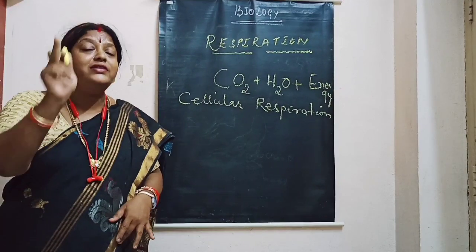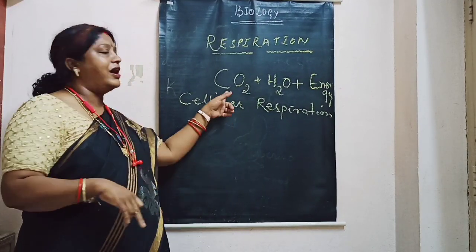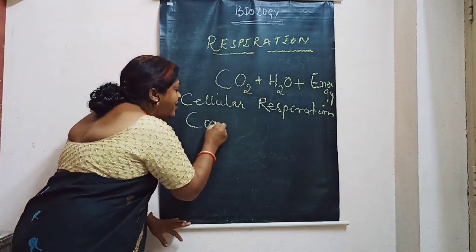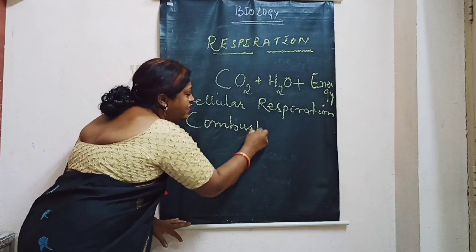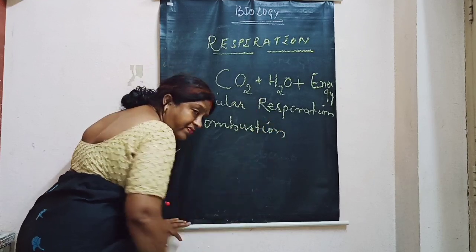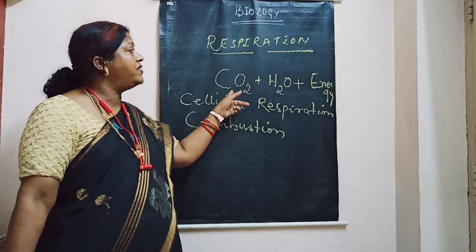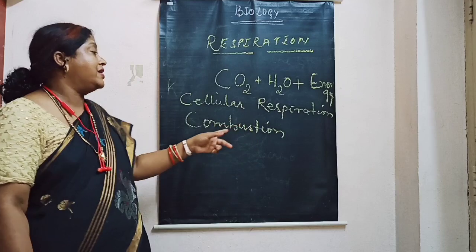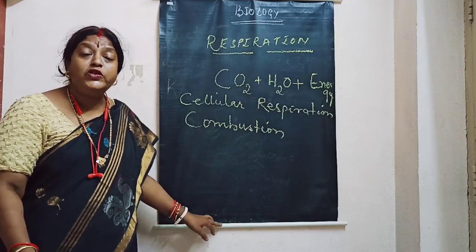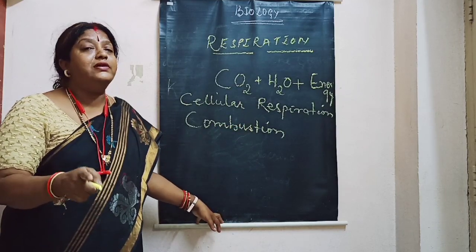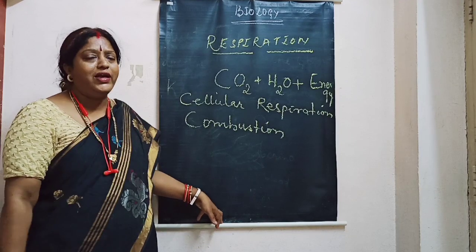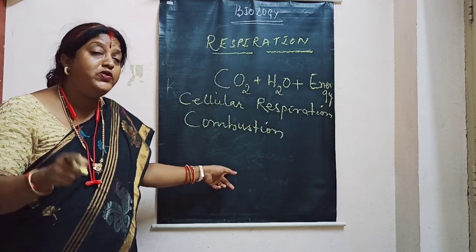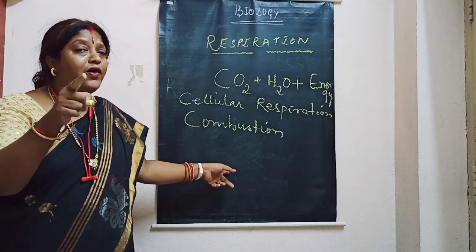Okay, so there is another process where the end product is carbon dioxide and water. So what is that process? Combustion. Okay, so what is it, children? In combustion also the end product is carbon dioxide and water. Okay, so is it equal to respiration? But combustion means energy is produced in the form of heat by burning organic molecules. So what is combustion? It is a process where energy is produced in the form of heat by burning organic molecules.